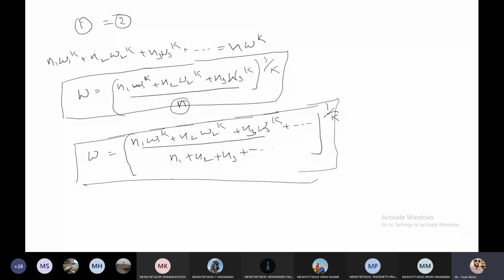Now here, this K depends upon the type of bearing, whether it is a ball bearing or a roller bearing. If it is a ball bearing, we have to substitute K as 3. If it is a roller bearing, we have to substitute the K value as 10 by 3.